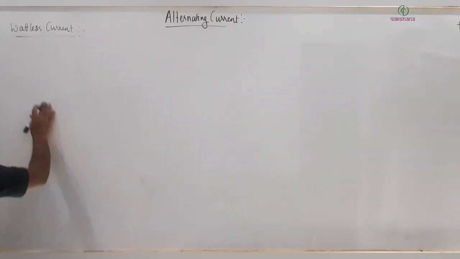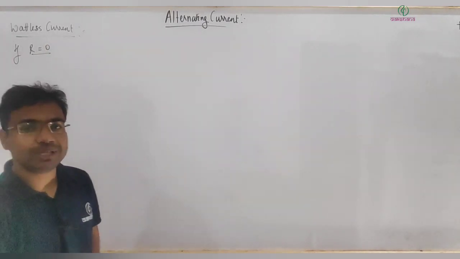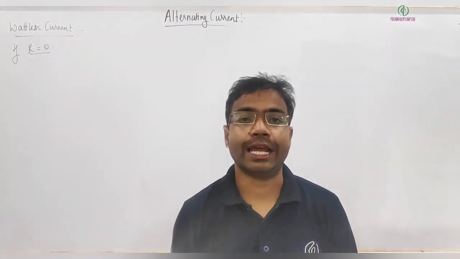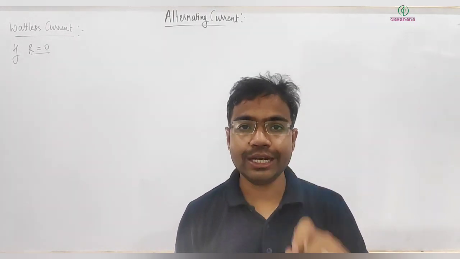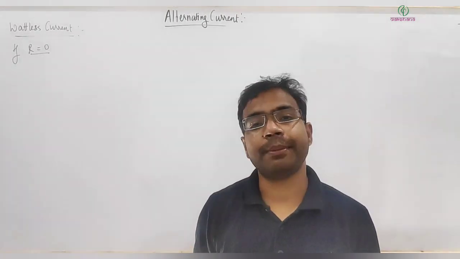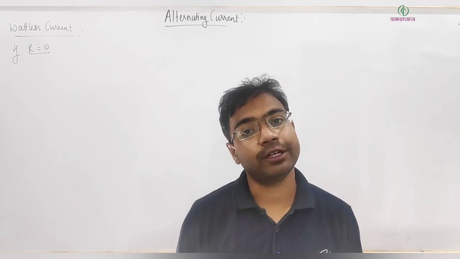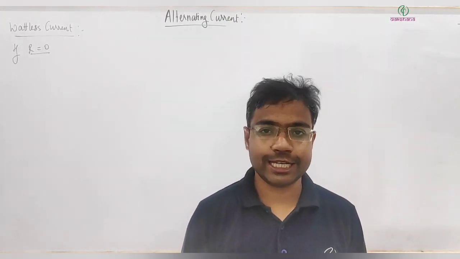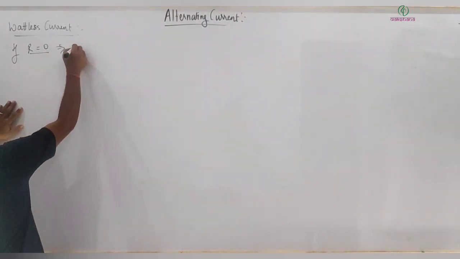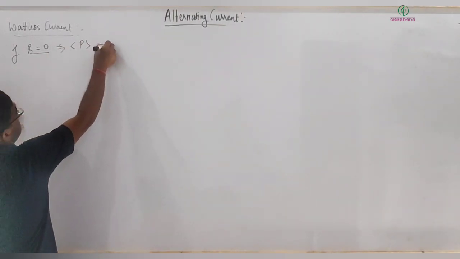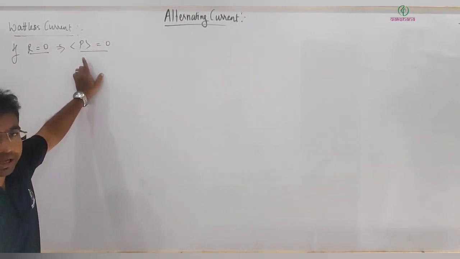So in one way I can define it: in a circuit, if R equals 0, then by this time you must be clear that whatever power is lost in the circuit, all of it is lost only across the resistor. Across the capacitor and inductor both, the phase angle is 90 and power factor will be 0. So power loss in a circuit will be 0. So I can write here, if R is equal to 0, this implies the average power loss in a circuit will be 0. Right? It will be either purely inductive or purely capacitive.